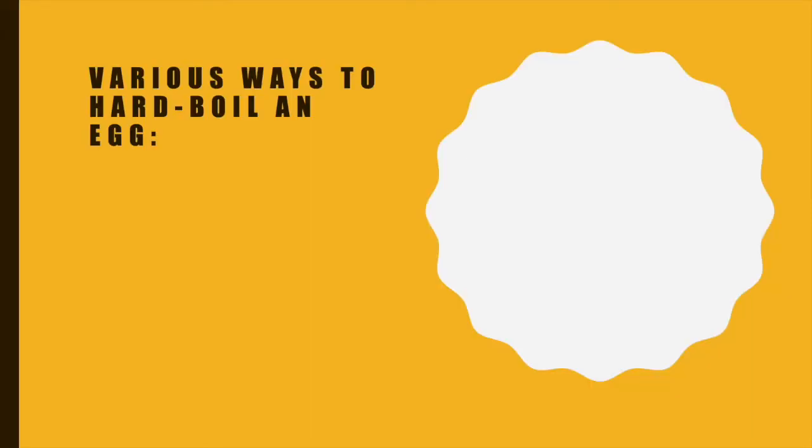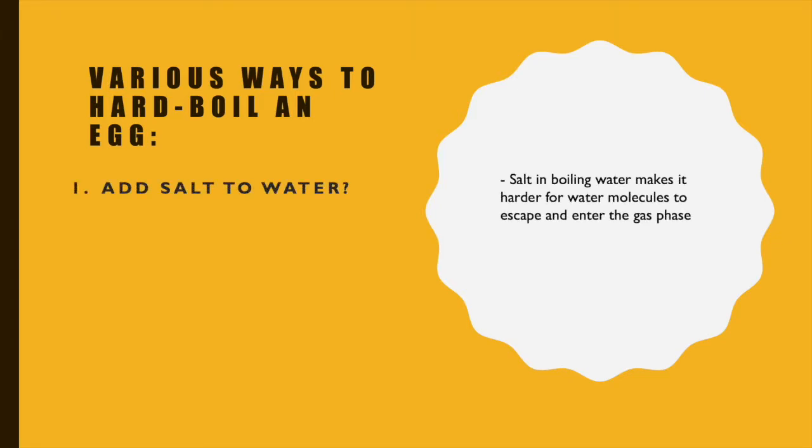Now that we've learned a bit more about the science behind hard-boiling an egg, let's consider the conditions we would like to hard-boil our eggs under. First, should we add salt to the water? Adding salt to boiling water makes it harder for the water molecules to escape and enter the gas phase. Thus, salt water has a higher boiling point. This means that the eggs can be cooked at higher temperatures. However, higher temperatures may also produce a more rubbery texture.